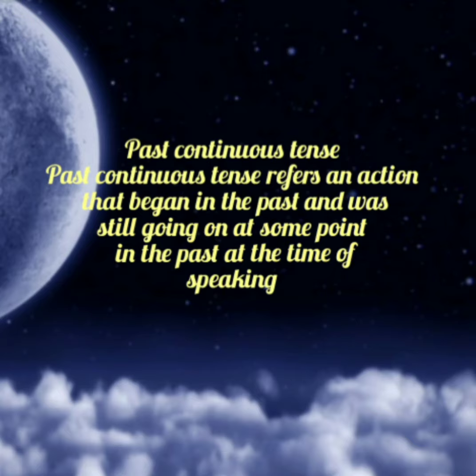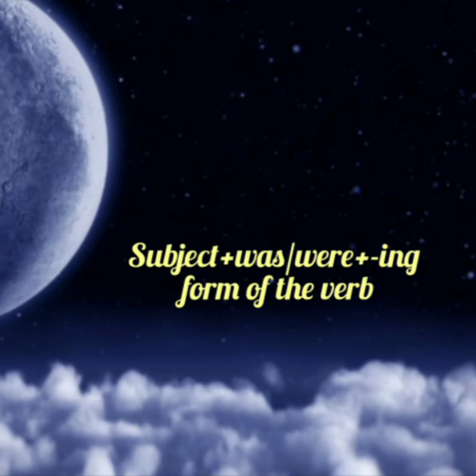The next one is past continuous tense. Past continuous tense refers an action that began in the past and was still going on at some point in the past at the time of speaking. We can use subject plus was or were plus ing form to the verb. If it is I, we can use I was talking. If we use the subject we, we were talking, etc.